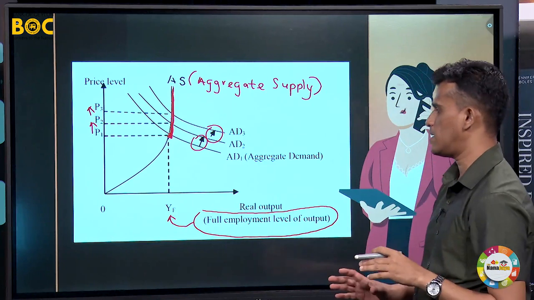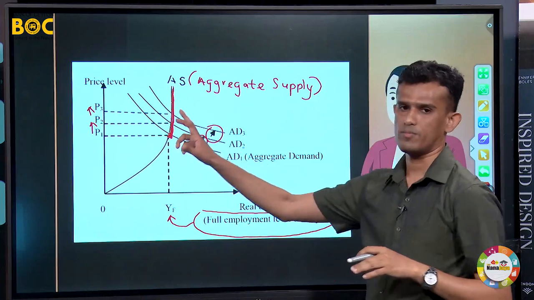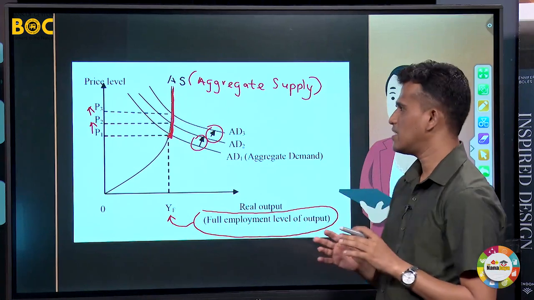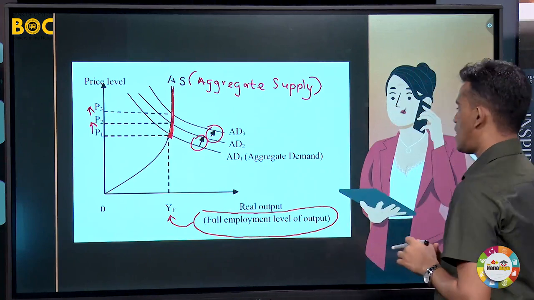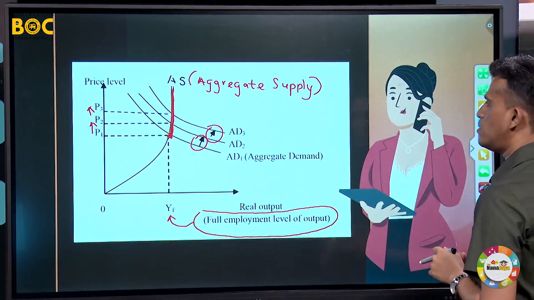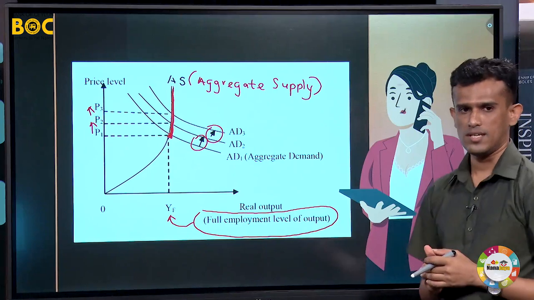So in this kind of a diagram, identifying all the components properly with their proper names is important, right? This is how we can explain the demand pull inflation using the Keynesian approach.